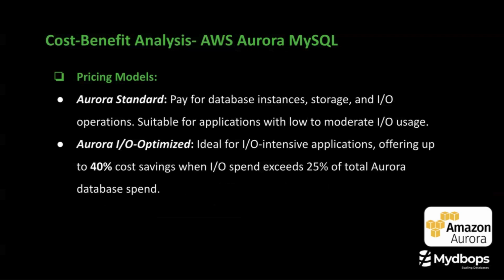Instead of paying separately for IO as in the standard model, the Aurora IO Optimized model offers up to 40% cost savings when IO spending exceeds 25% of your total Aurora costs. So, if you ask how would you choose among these two options, if your application has unpredictable or moderate IO demands, Aurora Standard works best for you. But if you're running an IO intensive database, Aurora IO Optimized can significantly reduce costs.